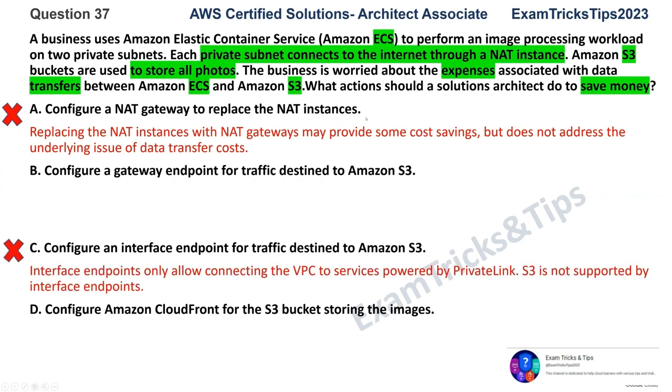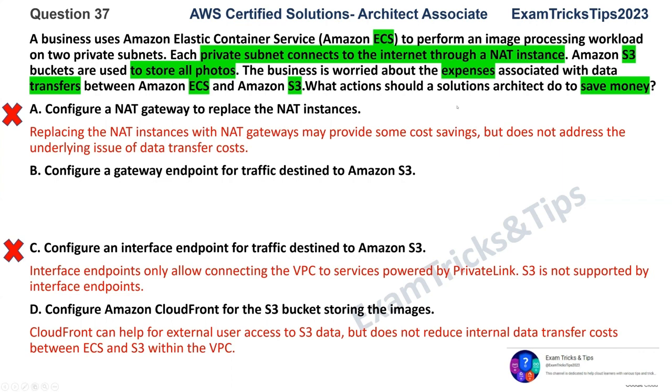Option D as well appears to be wrong. It says configure Amazon CloudFront for the S3 bucket storing images. Now, CloudFront can help with latency or data transfer speed for external users of the S3 data. So if you have end users accessing S3, CloudFront can help, but it won't help with the internal transfer between two services, which is in this case ECS, which is the compute, and S3, which is the storage. So that's wrong as well. Option D can be ruled out. So that leaves us with option B, and option B is the correct option.